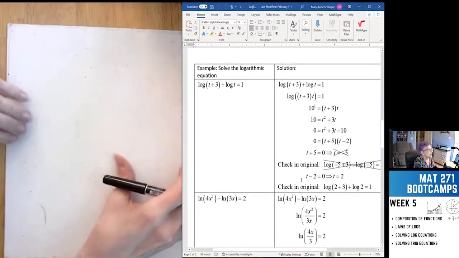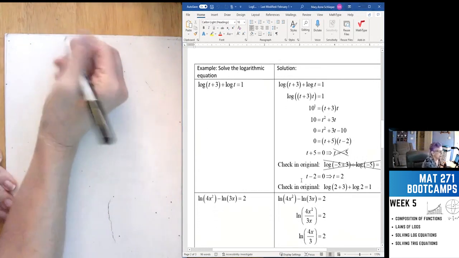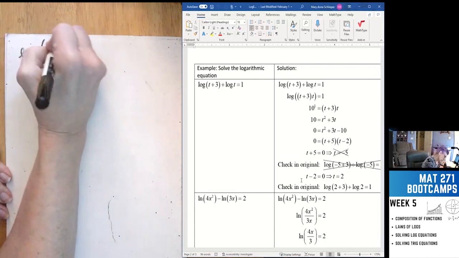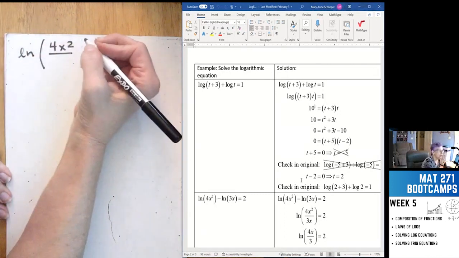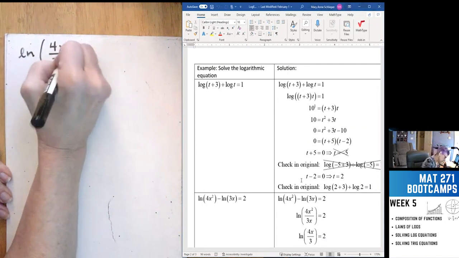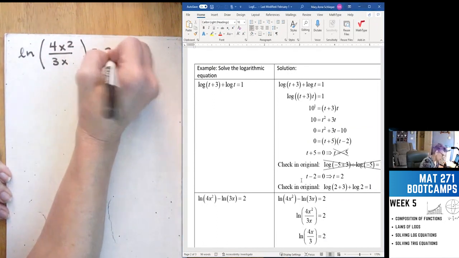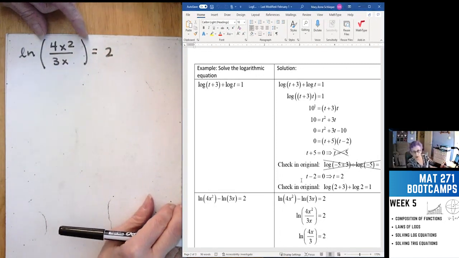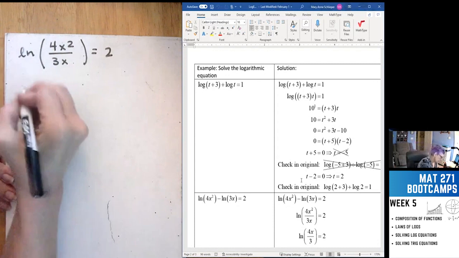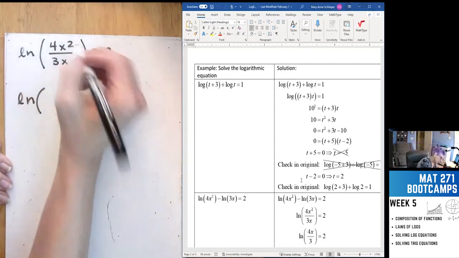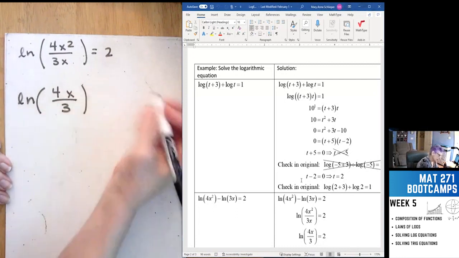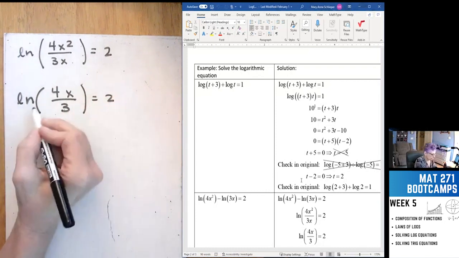This one, we're going to have a rational equation to solve because I have the natural log of 4x squared over 3x is equal to 2. Well, the laws of order of operations tell me that I can do what's inside the parentheses first. So I can rewrite this as 4x over 3. That makes my life even easier.